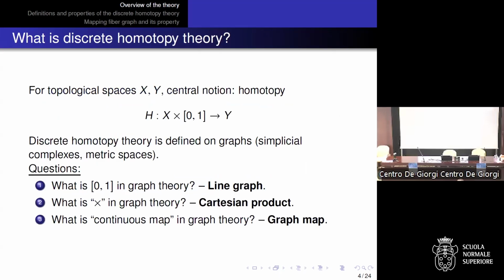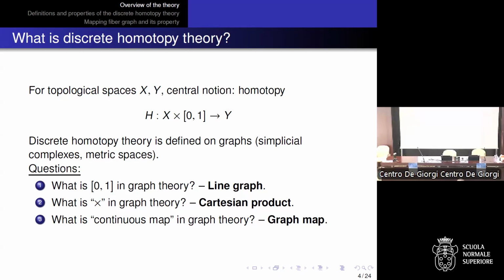So what is discrete homotopy theory? For topological spaces X and Y, the central notion is a homotopy, which is a continuous map defined on X times the interval to Y. We want to mimic this notion, especially in a discrete homotopy theory defined on graphs, simplicial complexes, or metric spaces. So we need to change these objects.